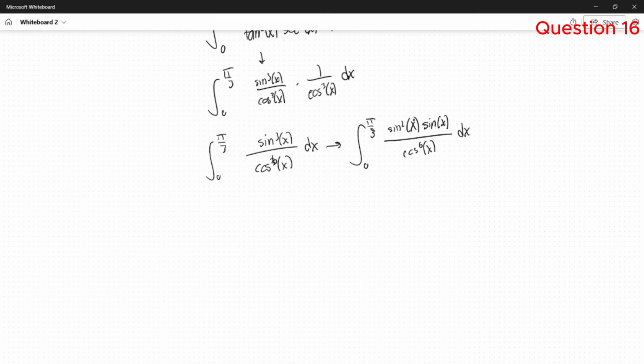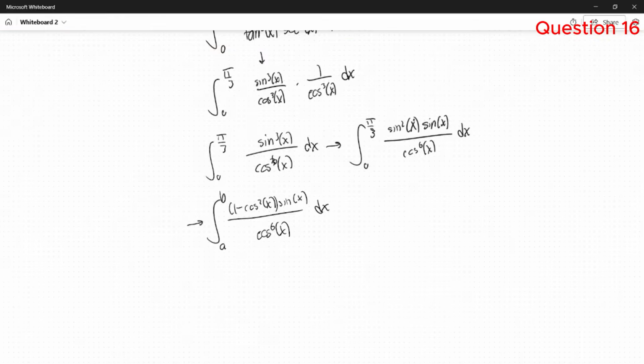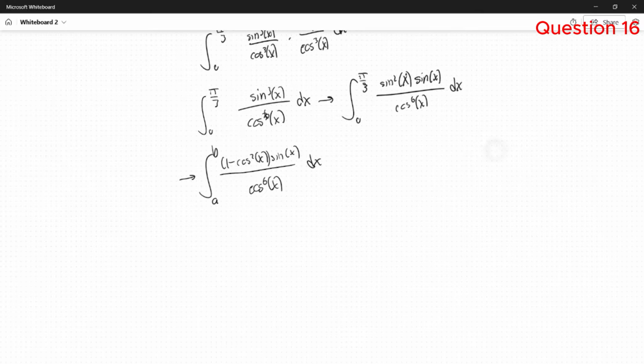This allows us to use a trigonometric identity where sine squared of x is equal to 1 minus cosine squared x, times sine x, and then all of that over cosine to the 6th x dx. I'll just leave the bounds as a and b for now. And now we can perform a u sub.